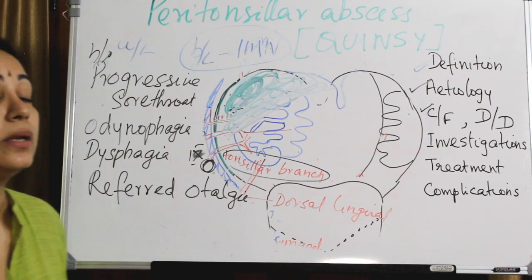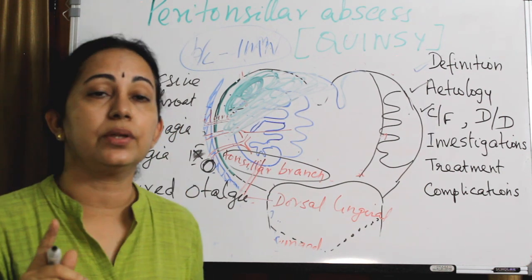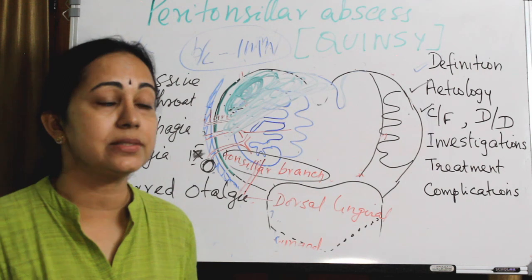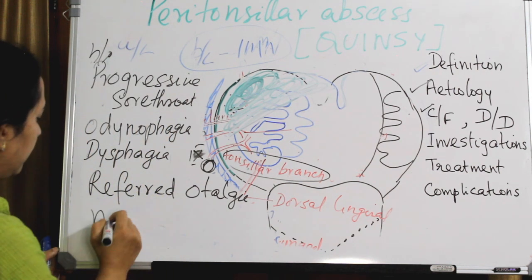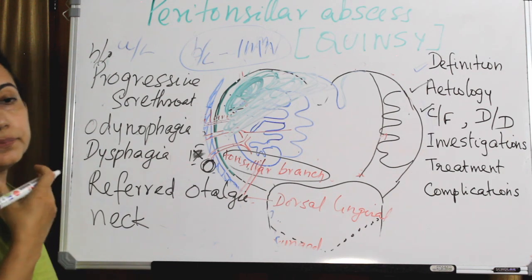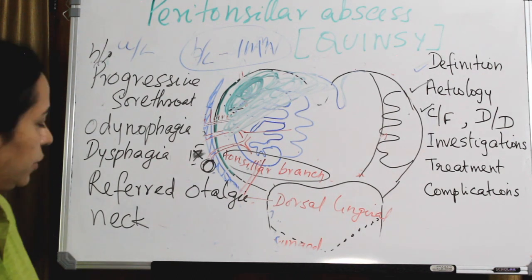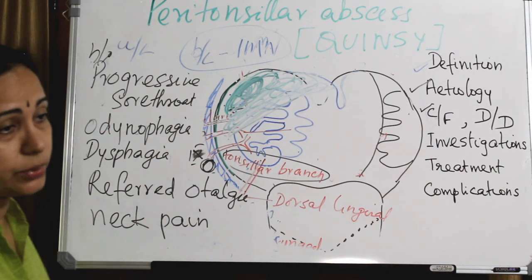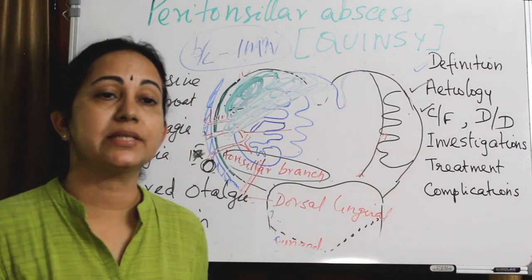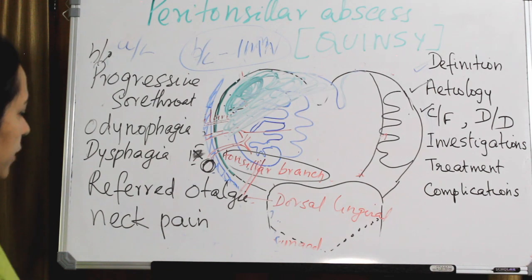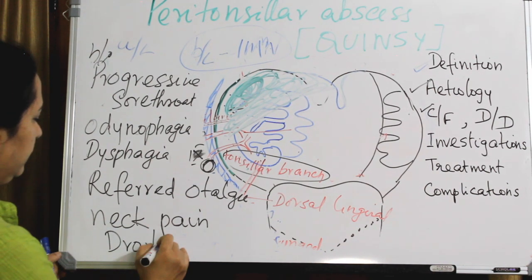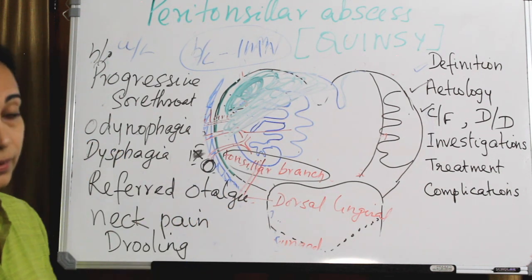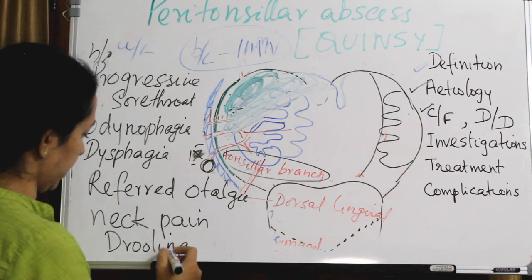Then what will happen? The tonsil's lymph node drainage is to the jugulodigastric lymph node. Because the jugulodigastric lymph node becomes tender and enlarged, there will be neck pain also, and there will be difficulty in moving the neck. Okay, that is called torticollis. So neck pain. And also one more thing, because the patient cannot swallow, there will be drooling of saliva. Okay, drooling of saliva. So you can think about the etiology or the condition, and then you can tell the symptoms and also signs.